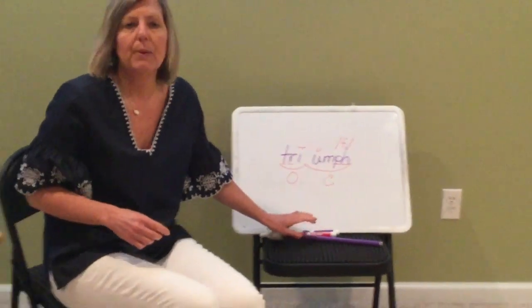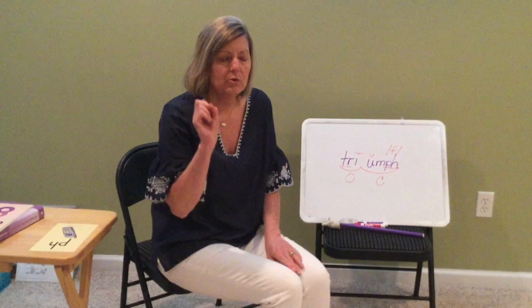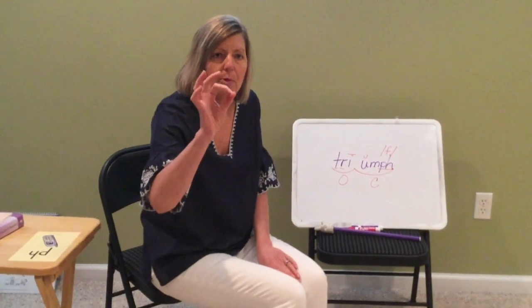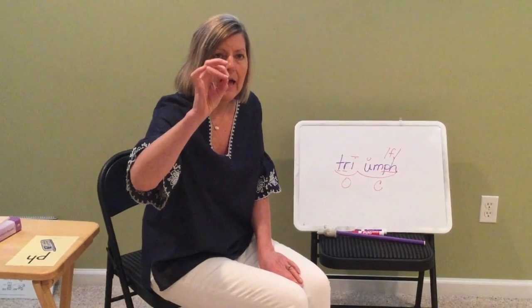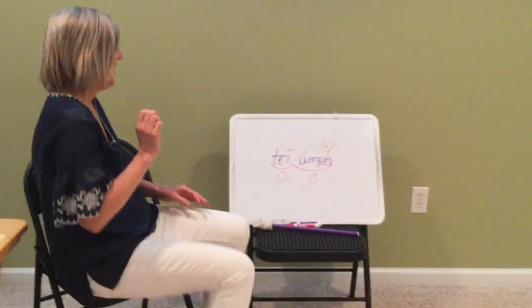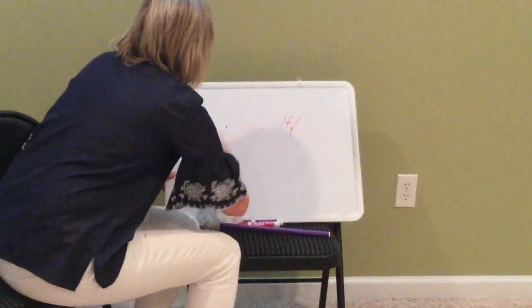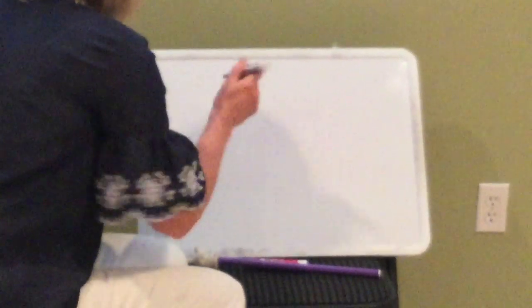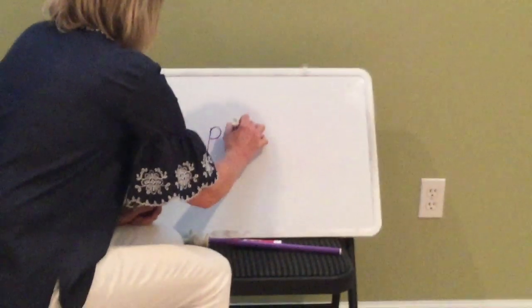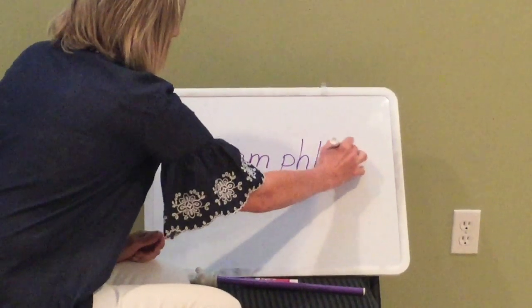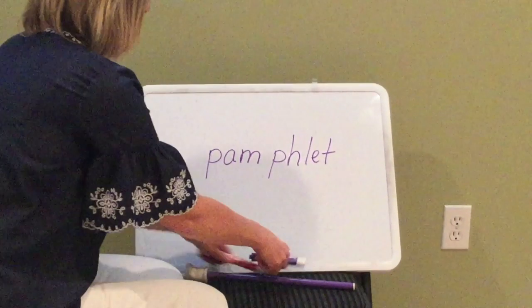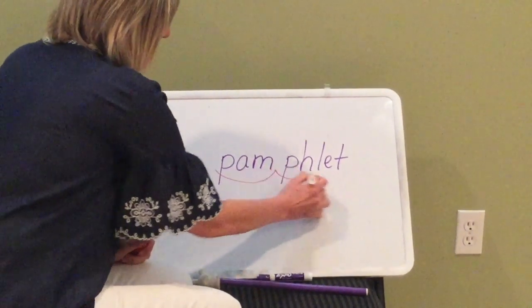Our next word is pamphlet. Pamphlet, two syllables. The first syllable is pam. The second syllable is flet. Okay, let's write it down. We have pam is our first syllable. Our second syllable is flet. Okay, let's divide our word. We have first syllable, second syllable.